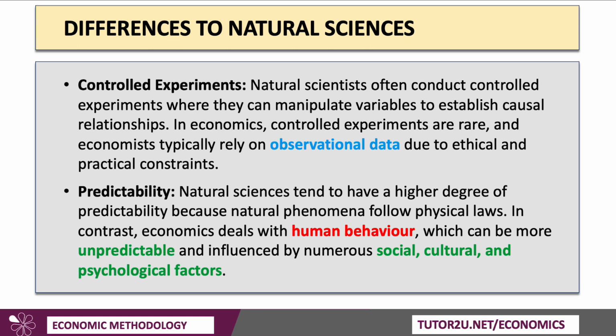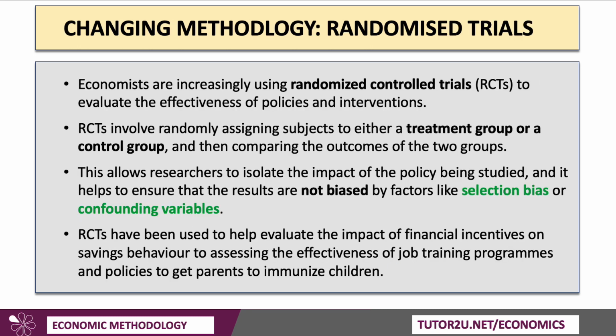And the predictability, of course, is an issue. So natural sciences tend to have a higher degree of predictability because of physical laws, whereas, of course, we're dealing with human behaviour. And that's unpredictable, it's volatile, it's uncertain, it's influenced by lots of social, cultural, psychological factors. During your study of economics, you'll come across behavioural economics, big part of AQA, and behavioural economics challenges the assumptions of traditional theory about how people behave.